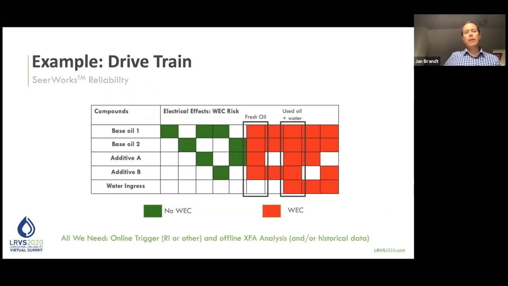Now, when we run the information that we received from the analysis, we only need the online trigger, which is the refractive index, and the XRF analysis to give you information on the risk of the lubricant under electrical charge. When we look at the compounds, the base oil and additives by themselves, then there was no risk for white etching cracks. However, when we combined these base oils and the additives, we could see that even the fresh oil was at risk, and water ingress put the application at even higher risk. So using COX right in the beginning was able to tell us that there was an inherent risk of the lubricant, and countermeasures should have been taken at that point right away.